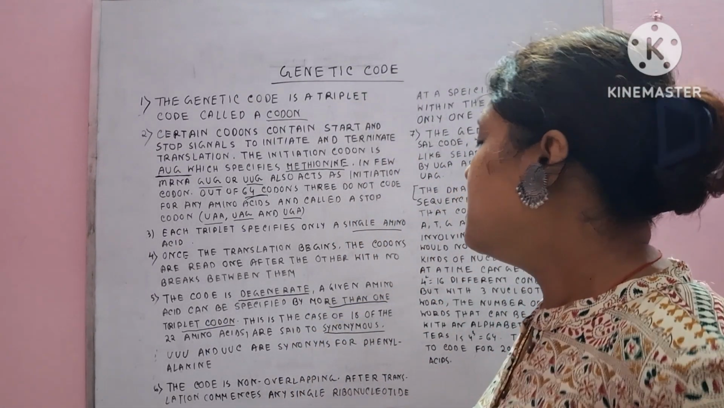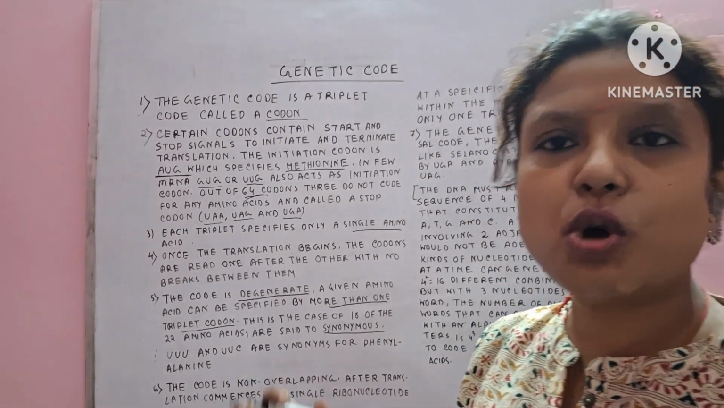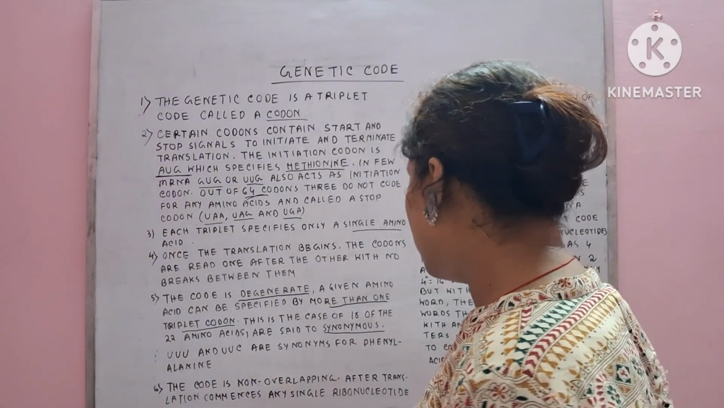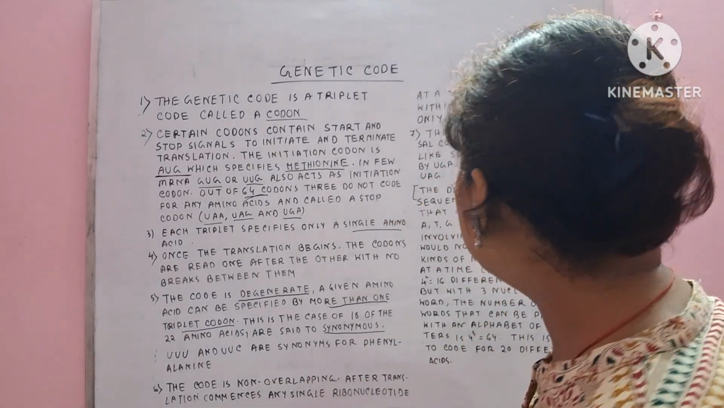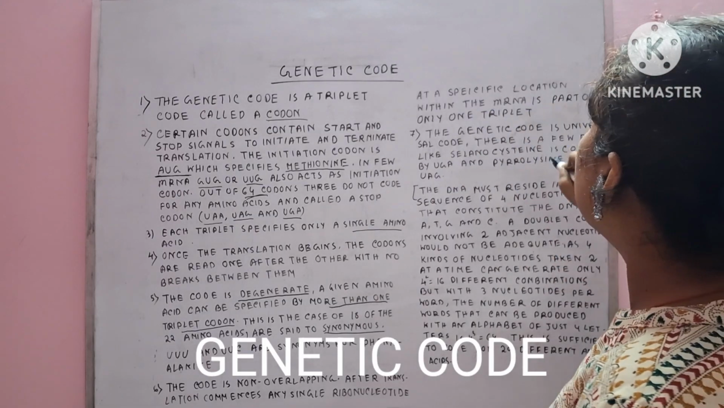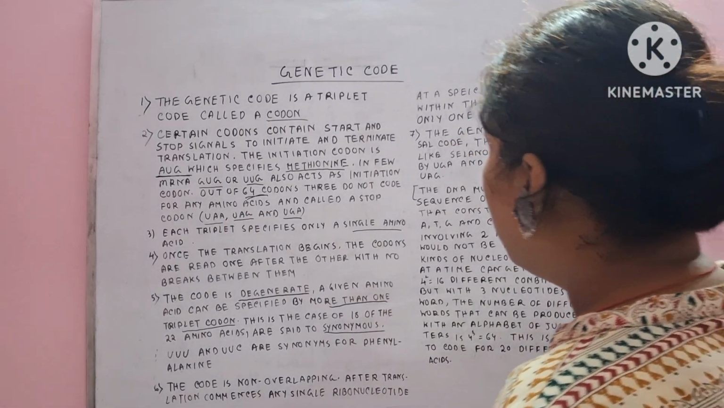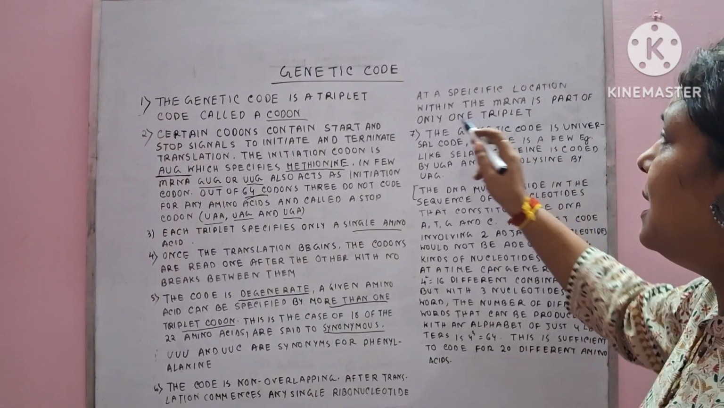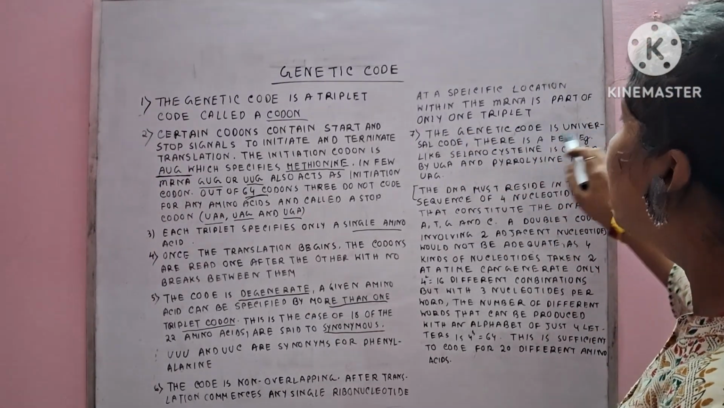Next thing is that the code is non-overlapping. One code is not overlapped with the other code, and after translation, any single ribonucleotide at a specific location within the mRNA is part of only one triplet. And the last one is that the genetic code is a universal code.